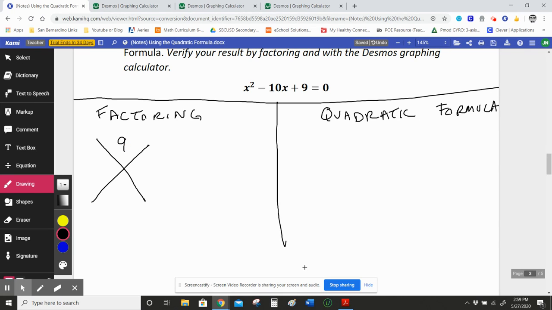So we put a 9 on top. I put -10 in the bottom. I want two numbers to multiply to the top but add to the bottom. That'll be -9 and -1, right? These two multiply to 9 but add to -10.